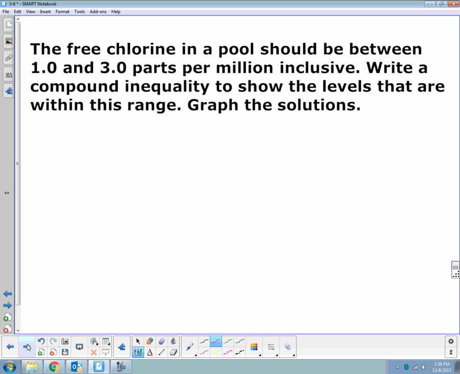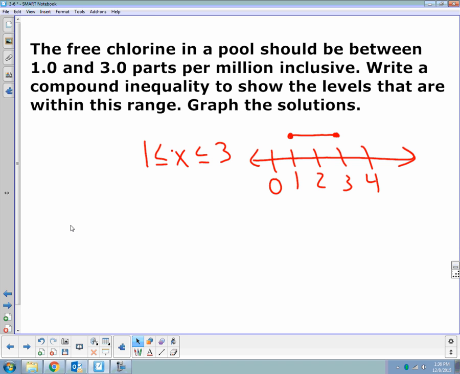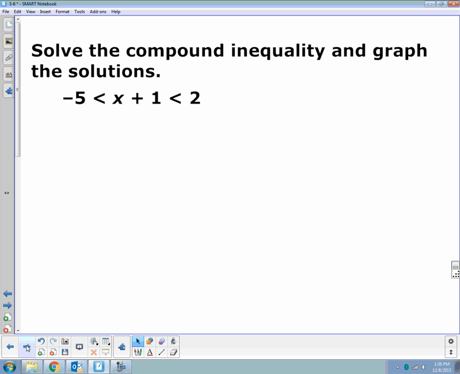I'm assuming you paused it. I'm assuming you tried it on your own. If you did it correctly and you set up the inequality and graphed it, you should have an inequality a lot like this. So if you didn't get that inequality, watch the linked video. Solving a compound inequality. Now we're not just setting one up, we're solving one that's already been created.